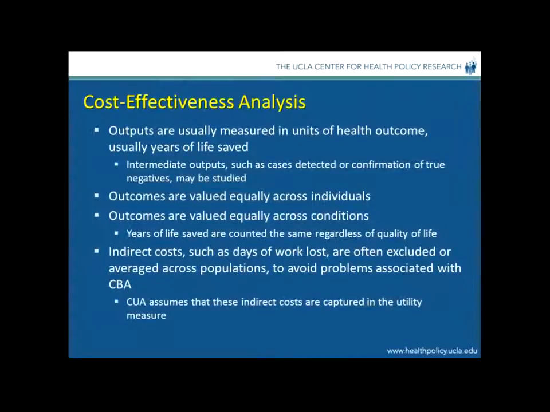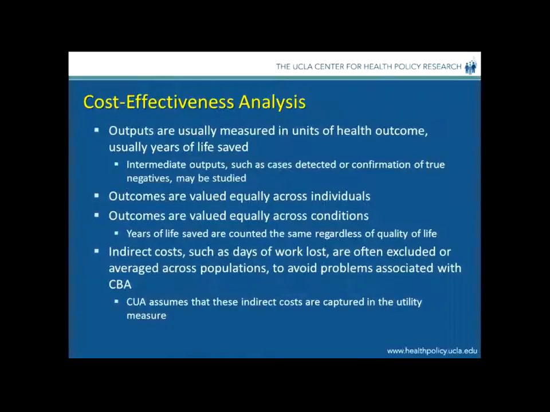And here's the key difference between cost effectiveness and cost-benefit. The outcomes are valued equally across individuals. In other words, a year of life saved counts equally regardless of whose life is saved. So workers don't count more than non-workers. Workers don't count more than the old or young. Everyone's counted equally.